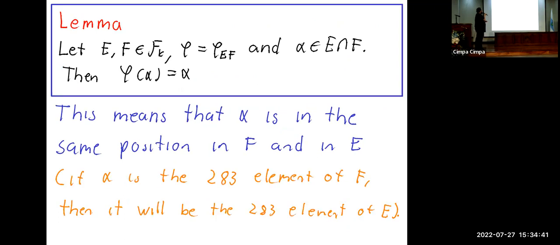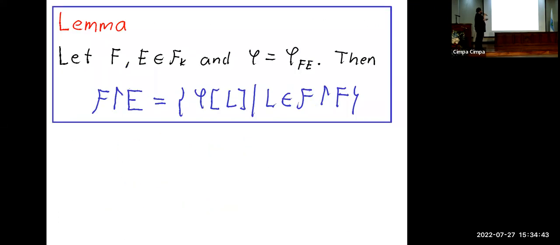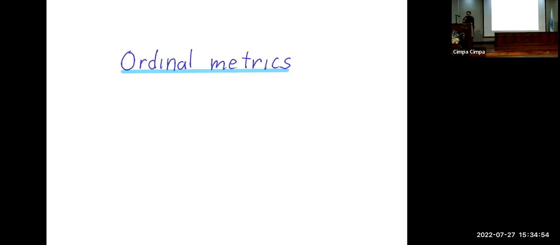Yeah, so this is what it means that the construction scheme restricted to any of the elements of the same rank looks the same. Okay, so now we want to talk a little bit about ordinal metrics.